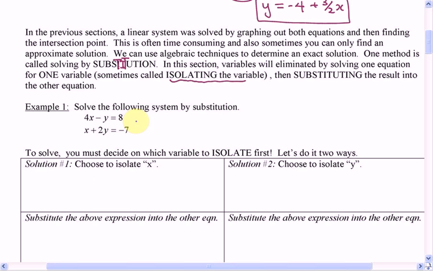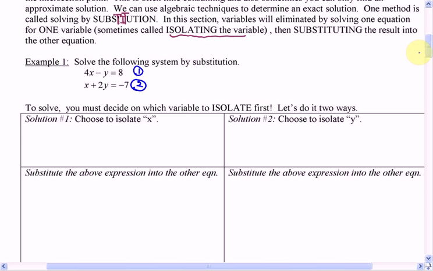What I like to do first of all is label my equations, number 1 and number 2. It just makes it easier for us to describe them. I'm going to show you two ways to do the exact same question. Okay, so the column to the left is one method, and the column to the right is just another one. Both methods require you to isolate one of the variables first, but you have a choice.